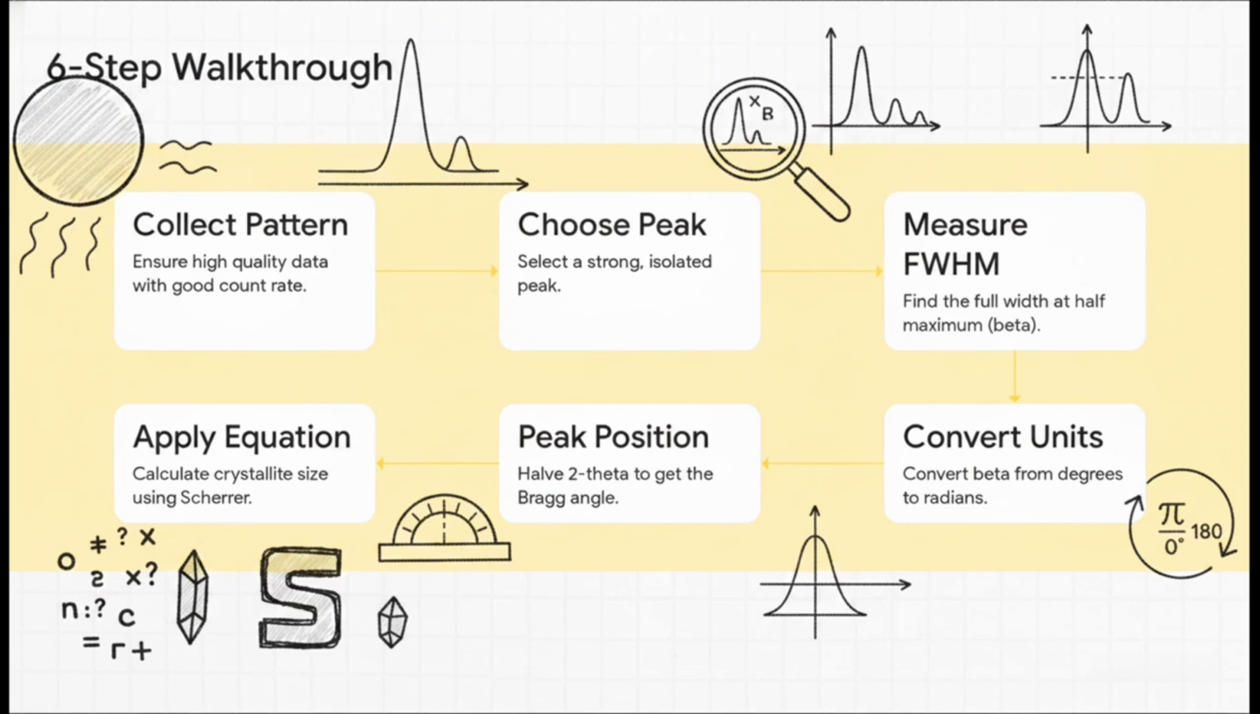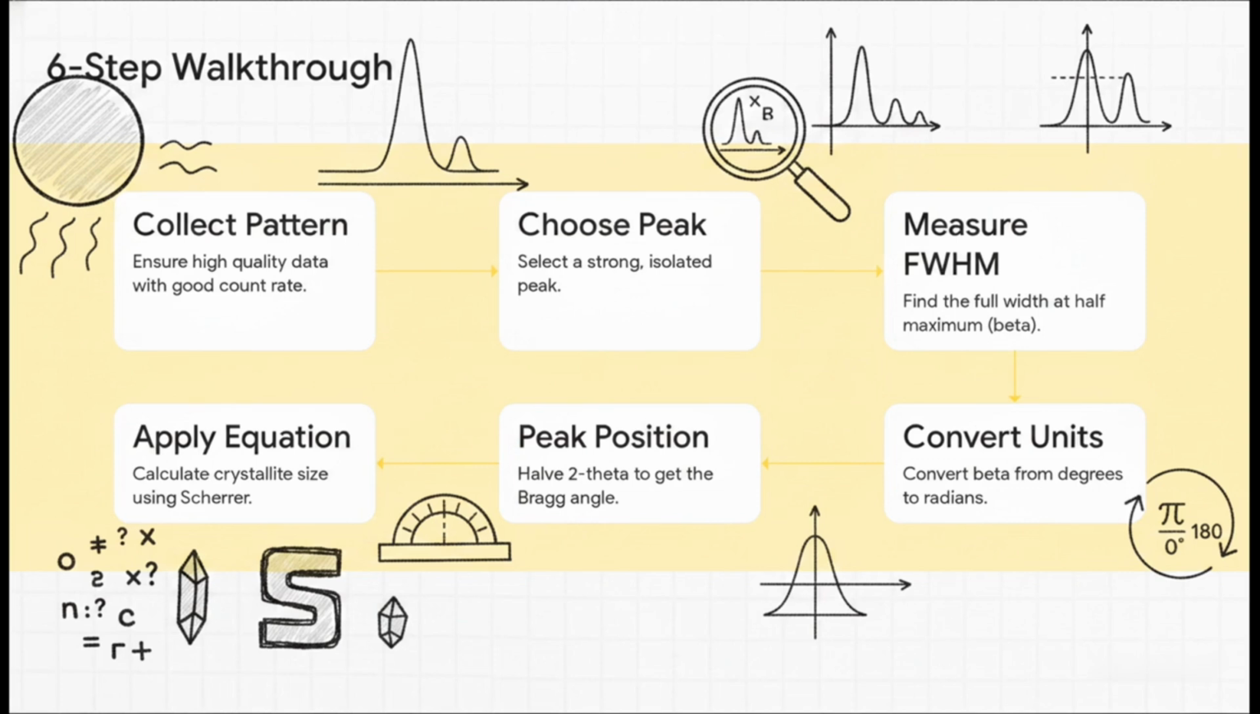Second, pick a strong, isolated peak. You want it well separated from the others so your width measurement doesn't get messed up. Third, measure that full width at half maximum we just talked about, which will currently be in degrees. Step 4, and seriously don't forget this one, convert that FWHM into radians by multiplying by pi over 180.